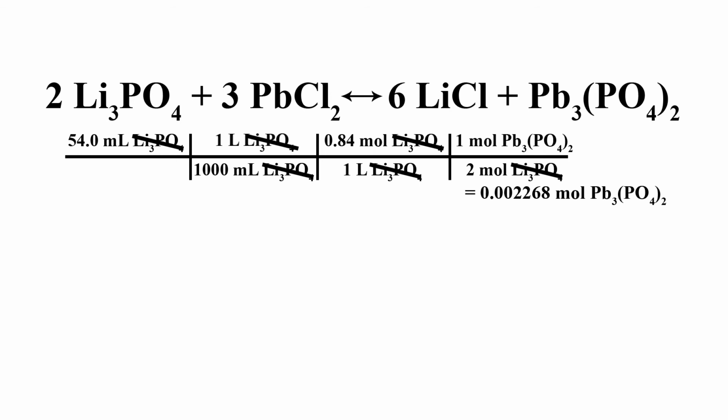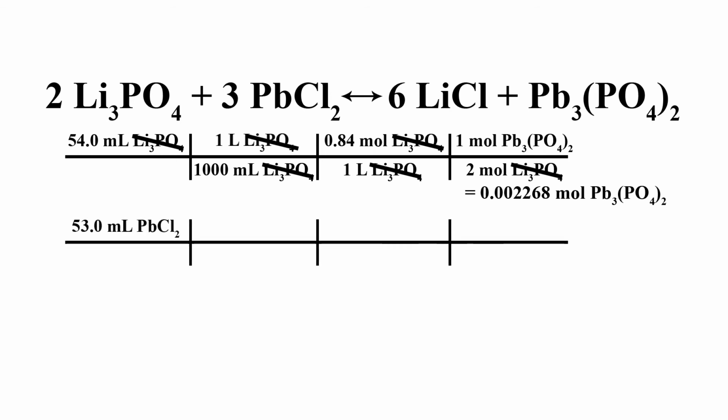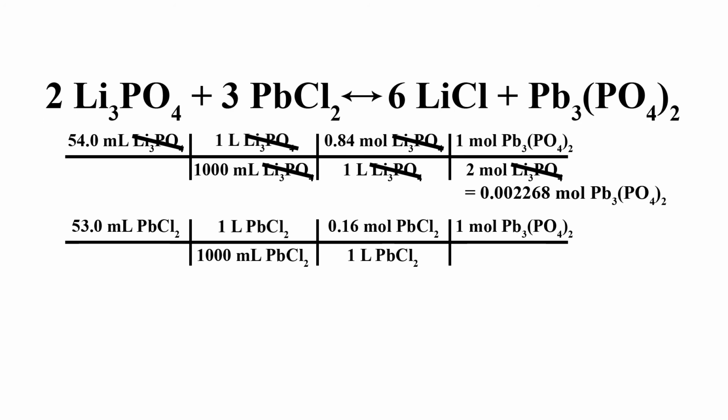Now let's take a look at lead-2 chloride. We have 53 milliliters of lead-2 chloride. Now we have to add once again the 1000 milliliters to 1 liter conversion, and we have to use the molarity, which is 0.16 moles over 1 liter of lead-2 chloride. And once again, we have to do the mole-to-mole ratio, which is 1 mole of lead-2 phosphate for every 3 moles of lead-2 chloride, resulting in 0.002827 moles of lead-2 phosphate.